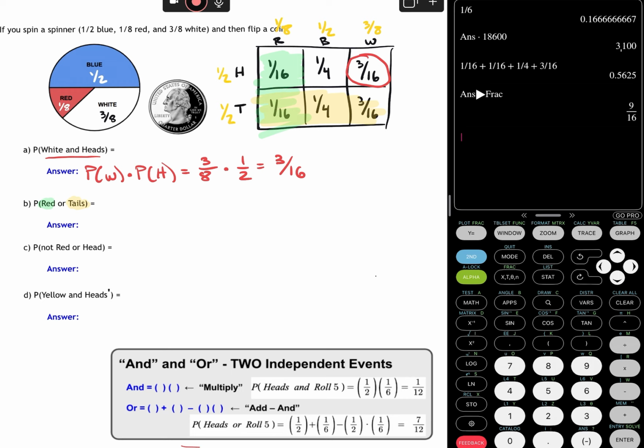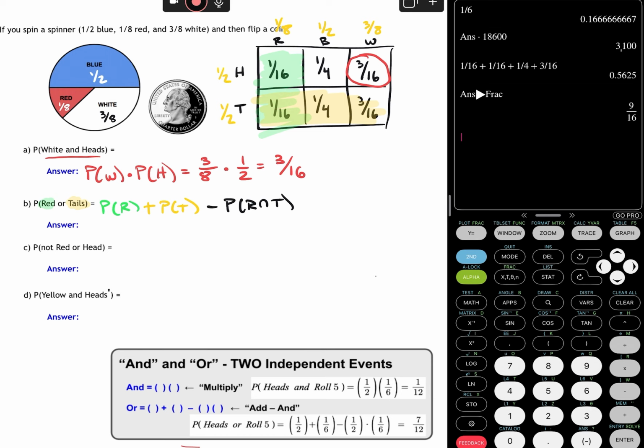If you use your formula down below, what you have to do is the probability of red, and you're going to add to it the probability of tails. But then you have to subtract the probability of red and tails. Remember this notation here with that little upside down U-looking thing is your and representation.